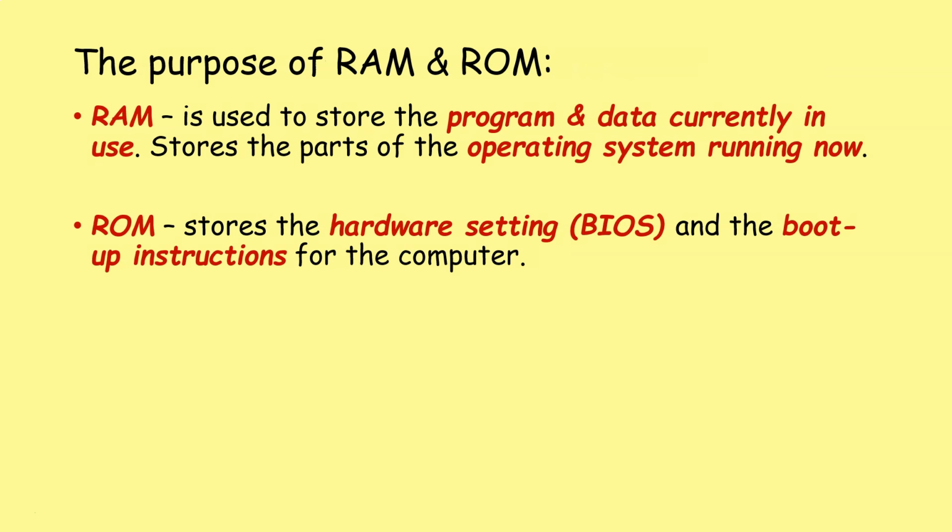RAM is used to store the programs and data currently in use. It also stores the parts of the OS, the operating system, that are running now. ROM, on the other hand, stores things like our hardware settings, the BIOS, the boot up instructions for the computer.